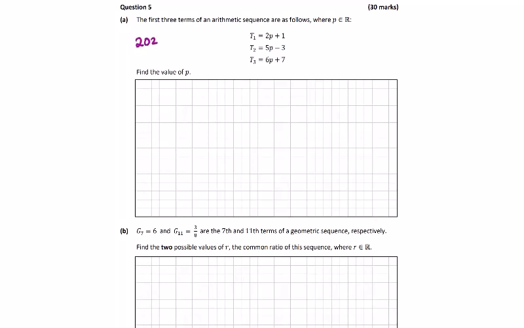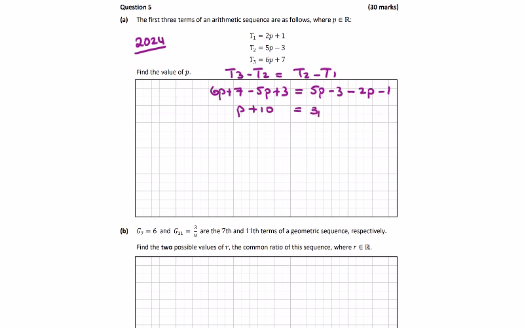In question 5, we have the first three terms of an arithmetic sequence. So to find p, we need to use t3 minus t2 is equal to t2 minus t1. That's 6p plus 7 minus (5p plus 3) is equal to 5p minus 3 minus (2p minus 1). That's going to give p plus 10 on the left equals 3p minus 4 on the right. So we end up with 2p equals 14.